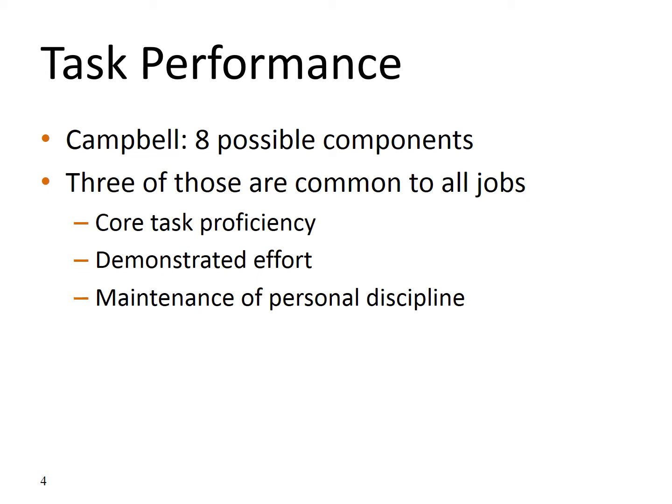Going along with the idea that performance is related to organizational goals, only 3 of those 8 things are common to all jobs: task proficiency, effort, and personal discipline. The other 5 components might not be relevant for a particular job or a particular organization. For example, facilitating peer and team performance might not be relevant for a plumber.